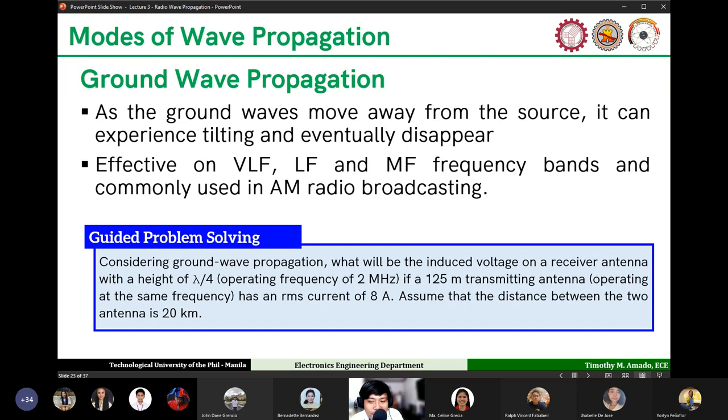Okay? So hindi sila pang TV, di ba? Kaya AM radio broadcasting, pasok lang siya dito sa VLF, LF, tsaka MF. Kaya ang ginagamit ng mga yun, ground wave propagation.